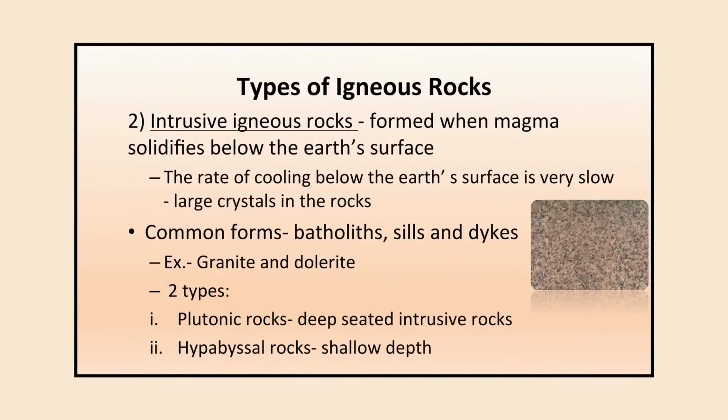Now, the second type of igneous rock is intrusive igneous rocks. These are formed when magma solidifies below the earth's surface. So, the cooling is slower, it is not directly in contact with the atmosphere. So, the granules or the crystals that are formed are large in number. Sometimes we can see them even with our naked eyes.